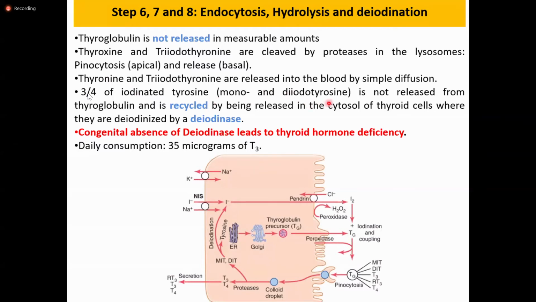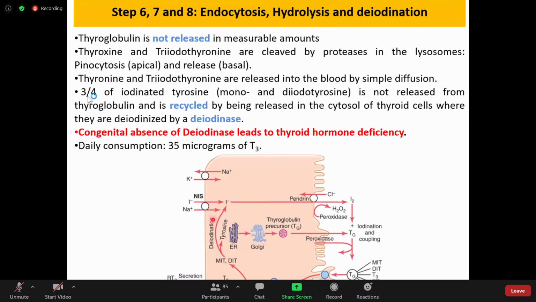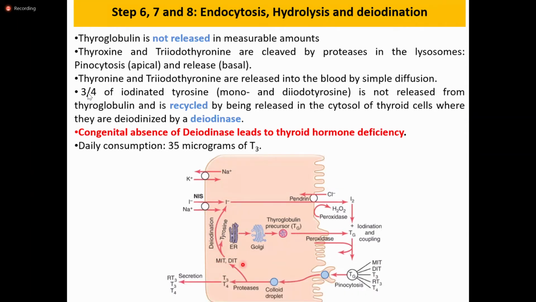3/4 of the iodinated tyrosine, monoiodotyrosine and diiodotyrosine, is not released from the thyroglobulin, and it is recycled, released in the cytosol of the thyroid cells by an enzyme called deiodinase. So the MIT and DIT are acted upon by the enzyme called deiodinase. It will remove the iodine from monoiodotyrosine and diiodotyrosine, and you have the tyrosine also recirculated and iodide also recirculated. If you have deficiency of this enzyme, then you can lead to thyroid hormone deficiency.